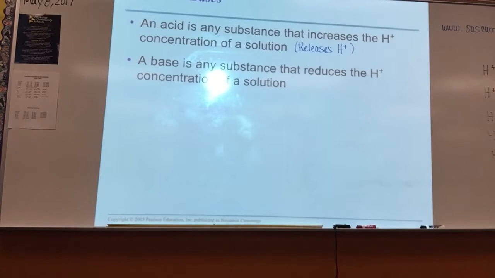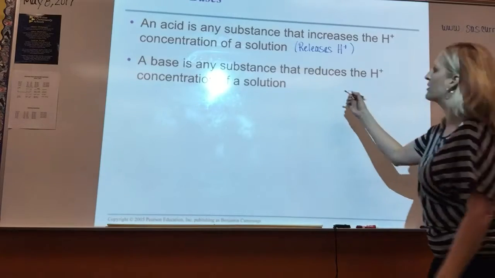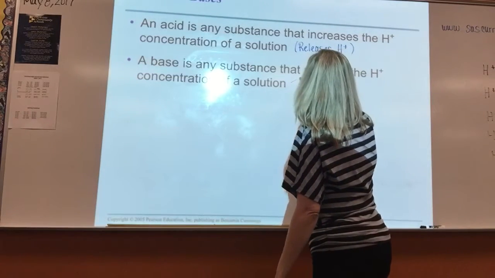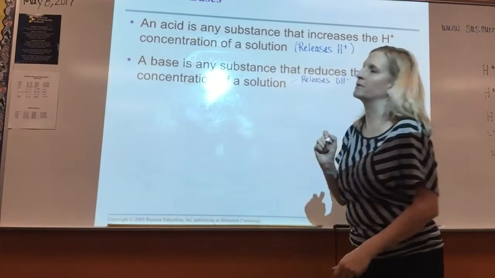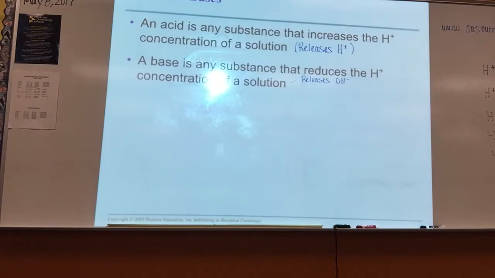So here's my pure water again. Base by definition reduces the H plus ion concentration. What's a way that a base you think could reduce the H plus ion concentration? That's right, it can add OH minuses. So if a base adds OH minuses, now we have a higher concentration of OH minus and a lower concentration of H pluses. That's reducing the concentration. So let's write that here. It can release the hydroxide ion.